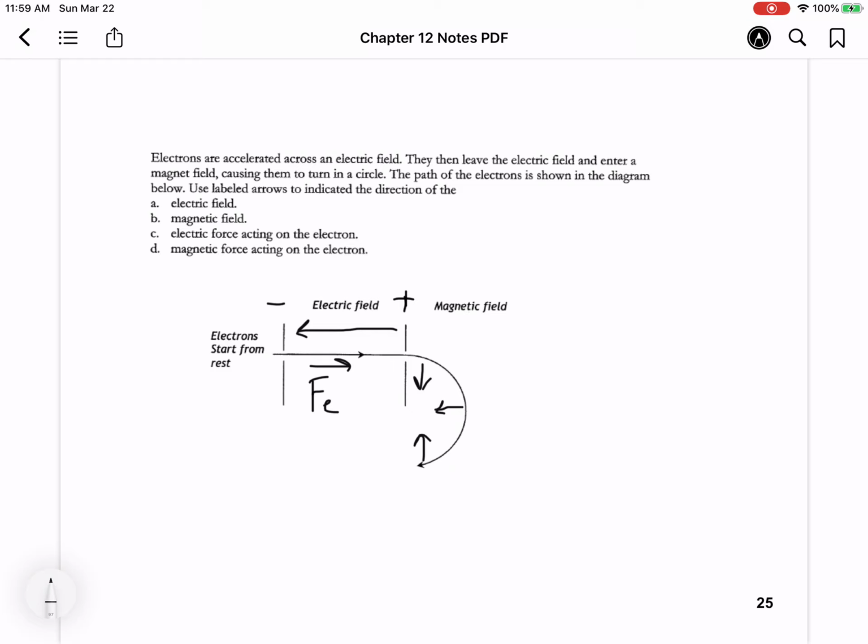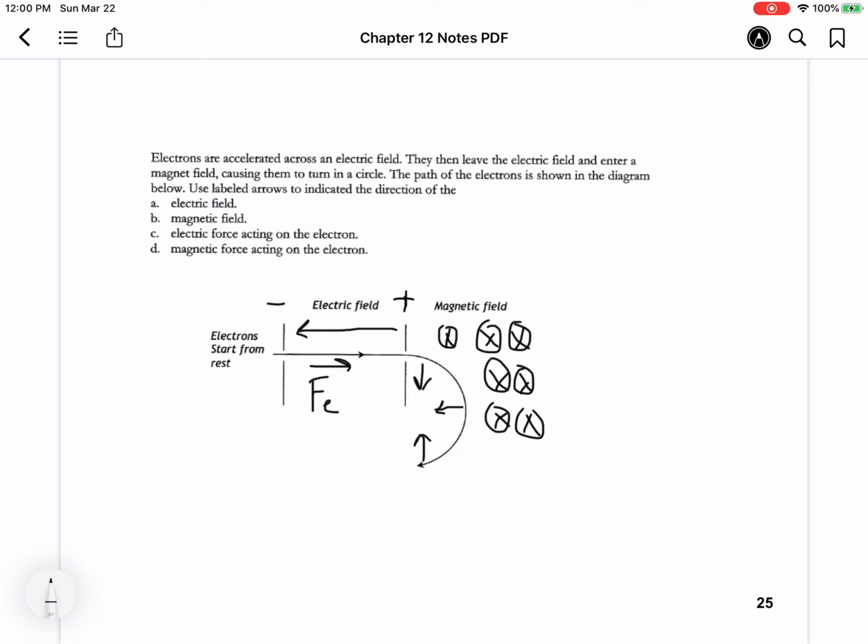So palm down, thumb to the right, and you're going to notice that whether you do position 1, position 2, or position 3, the magnetic field is going to be pointing into the page. Magnetic field is going to be into the page, which we just denote with a bunch of X's. You can put a circle around them or not, it doesn't really matter, but put them into the page.